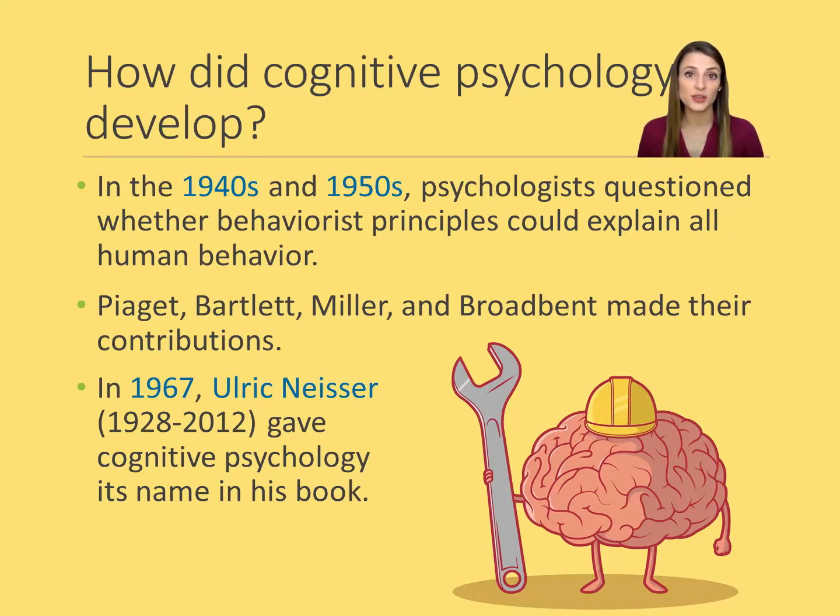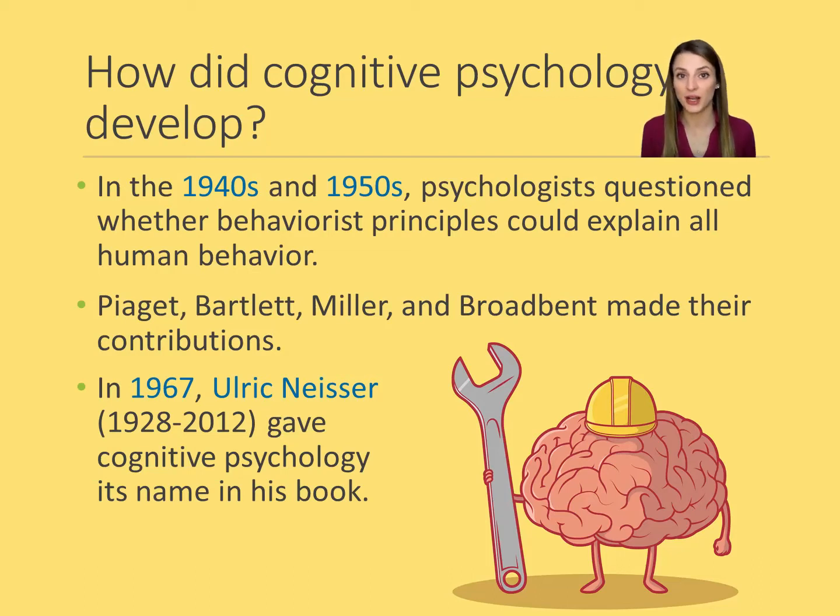In response, several individuals began to study language and other forms of human development. People like Piaget, Bartlett, Broadbent, Miller. These individuals helped bring about cognitive psychology, but it didn't get its official name until 1967 when Ulrich Neisser published his book and officially gave it that name.